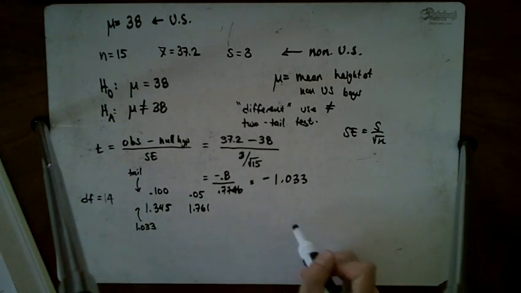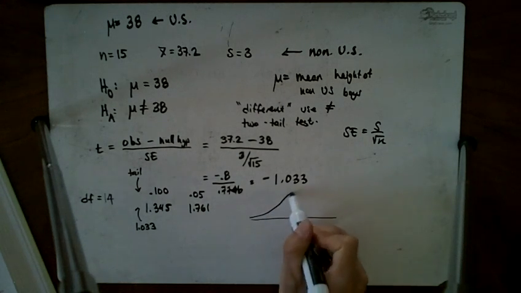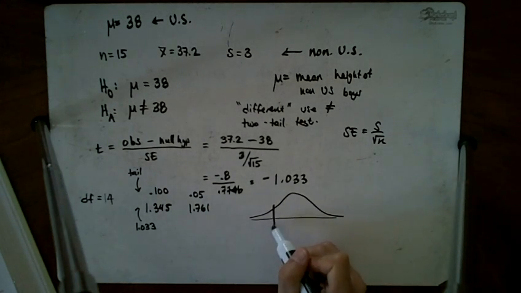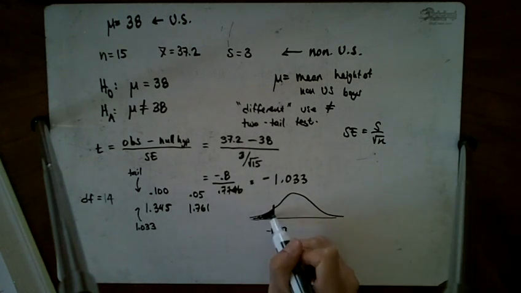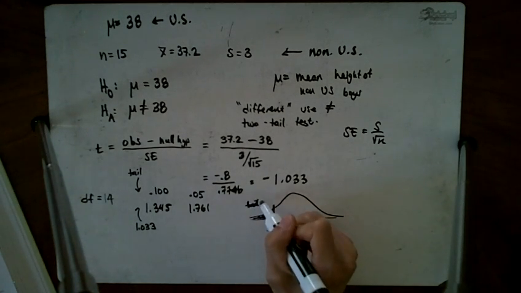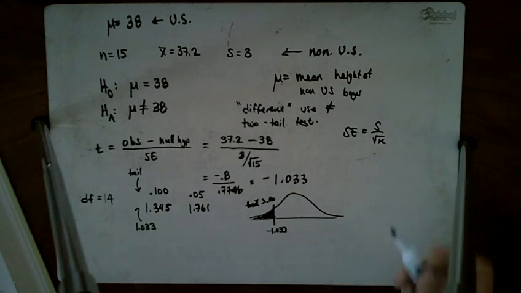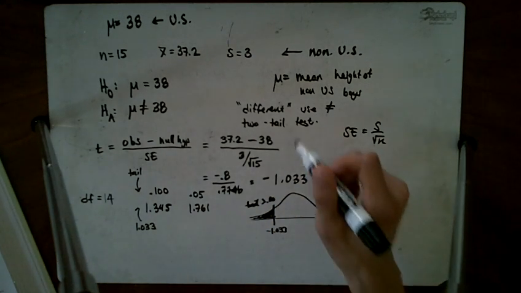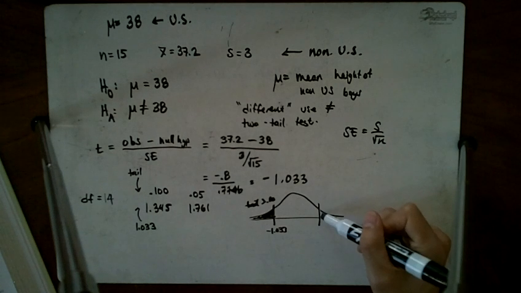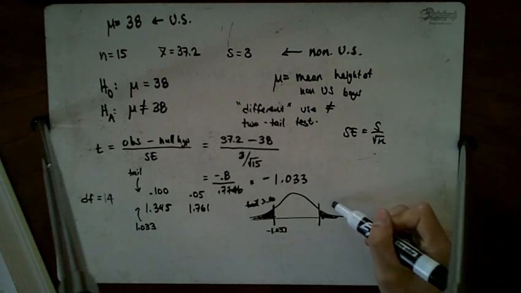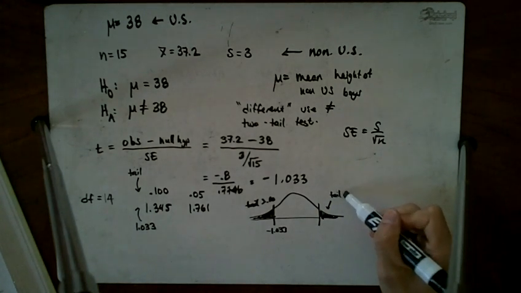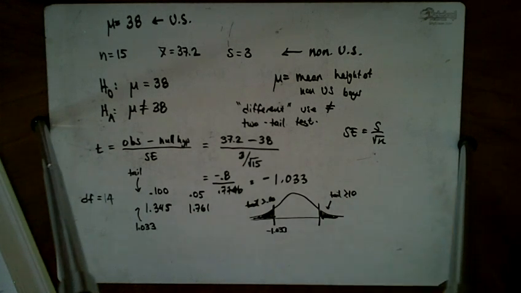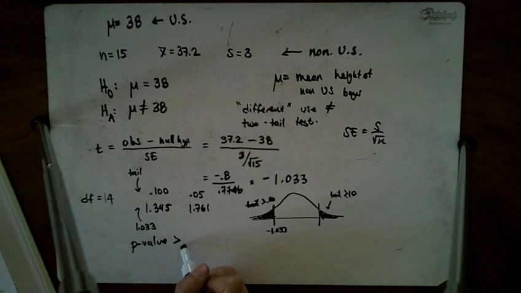In this case, what this is saying is that if I draw a line at negative 1.033, this tail is more than 10%. For a two-tail test, I've got to double it, because I also have more than 10% in the other tail. So my total p-value, whatever it is, is greater than 20%.